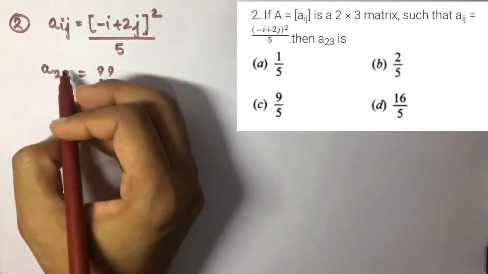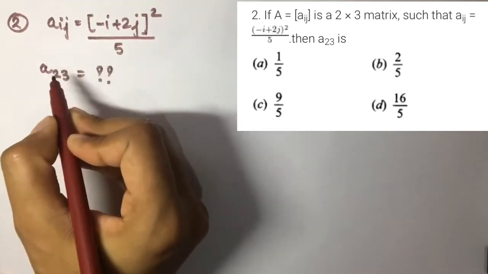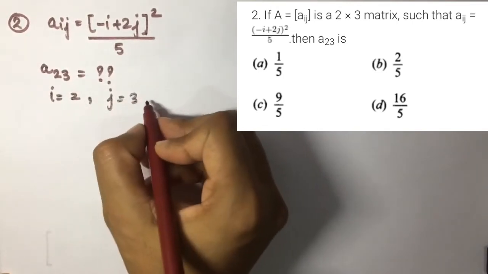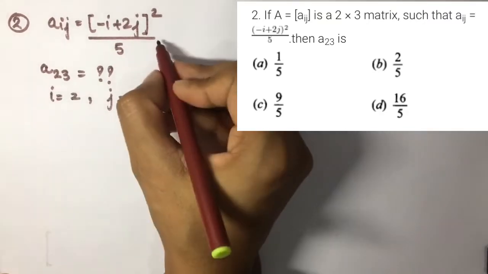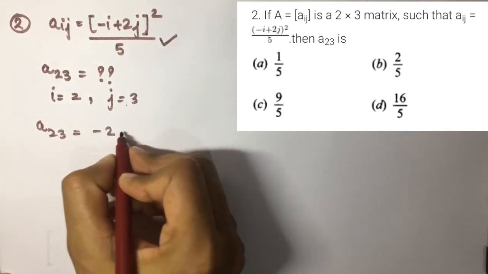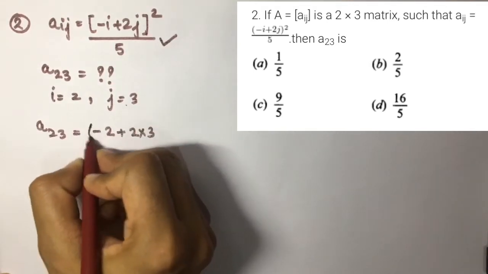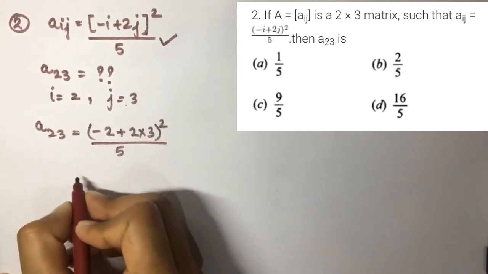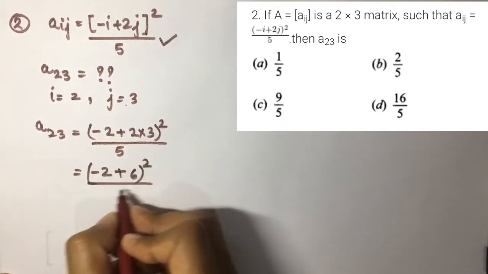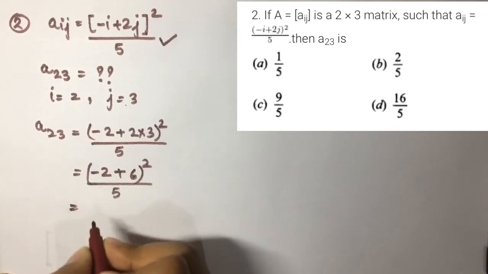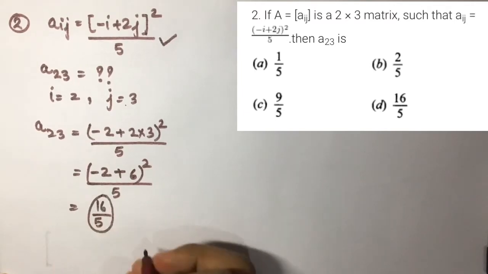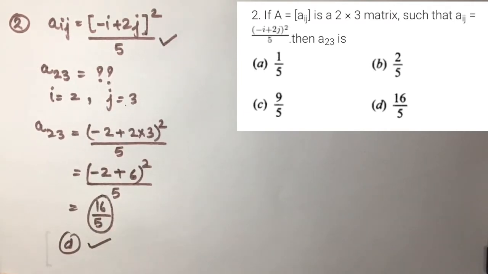This 2 represent the number of row and this 3 represent the number of column. Okay, so here if we compare this to Aij, we get I is equals to 2 and j is equals to 3. So substitute I is equals to 2 and j is equals to 3 into this. We get A23 is equals to minus 2 plus 2 into 3 whole square divided by 5. So we get minus 2 plus 6 whole square divided by 5. 6 minus 2 is 4, 4 square is 16 by 5. That means option number D is the correct answer.